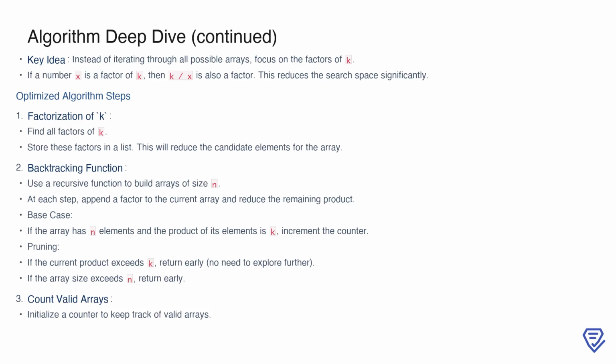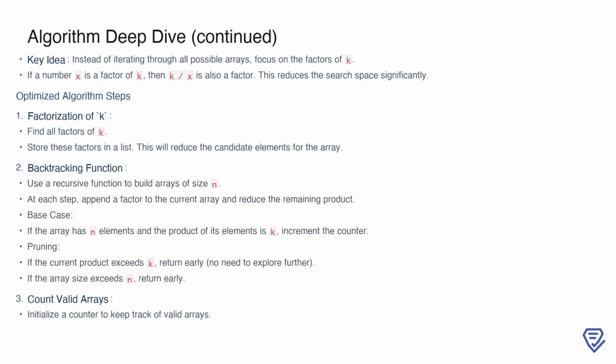If x is a factor of k, then k/x is also a factor, which allows us to construct valid combinations more efficiently. The first step is to generate a list of all factors of k. This will serve as the pool of candidate elements that can appear in the array. Next, we use a backtracking function to recursively build arrays of size n. At each step, we append a factor to the current array and adjust the remaining product accordingly. The function has a clear base case: if the array reaches size n and the product of its elements equals k, we increment a counter.